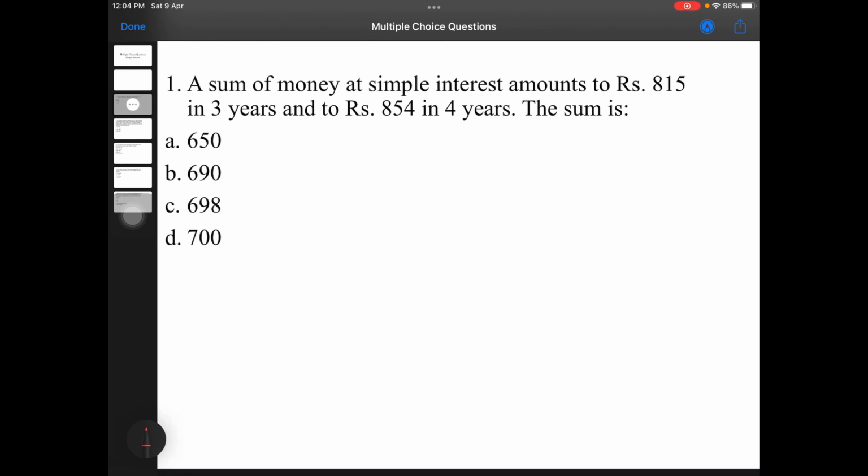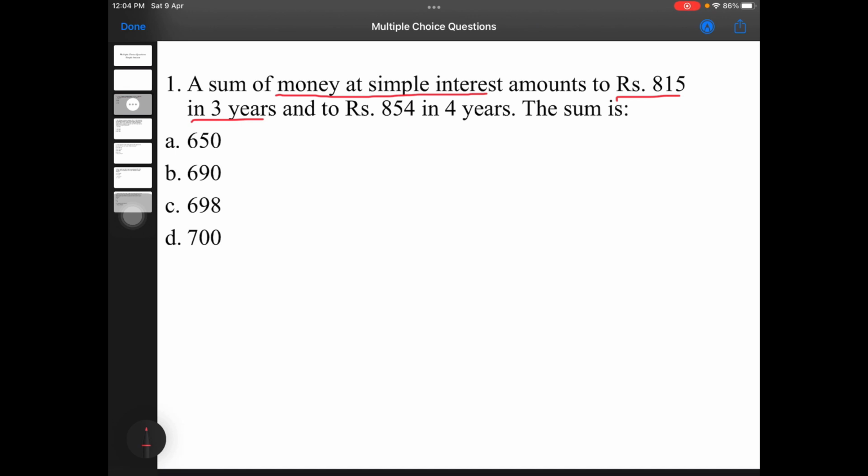Question number 1. A sum of money at simple interest amounts to 815 in 3 years and to 854 in 4 years. So the sum or the principal amount is option A 650, option B 690, option C 698, option D 700. So here in this question number 1, the data which is given is the sum of money at simple interest amounts to 815 in 3 years.